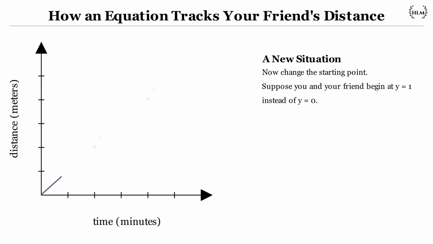Now, what if you and your friend didn't start at 0, 0? What if you and your friend started at, let's say, 1 on the y-axis? So if you and your friend started at 1 and your friend still walks at a rate of 100 meters per minute, that means your friend is going to be at 1, 101. And then they're going to be at 2, 201. And then your starting position is going to be 0, 1.